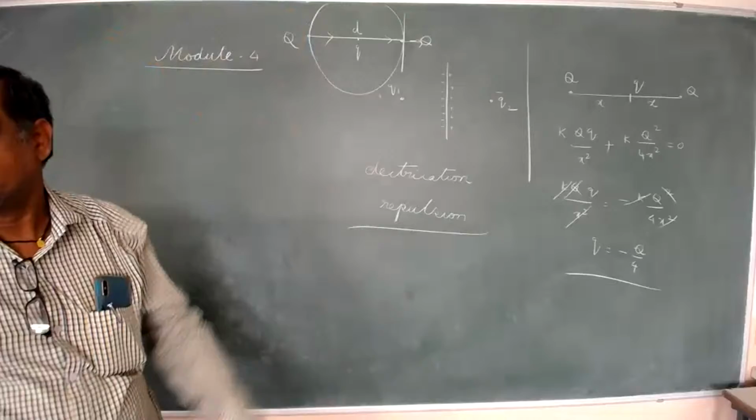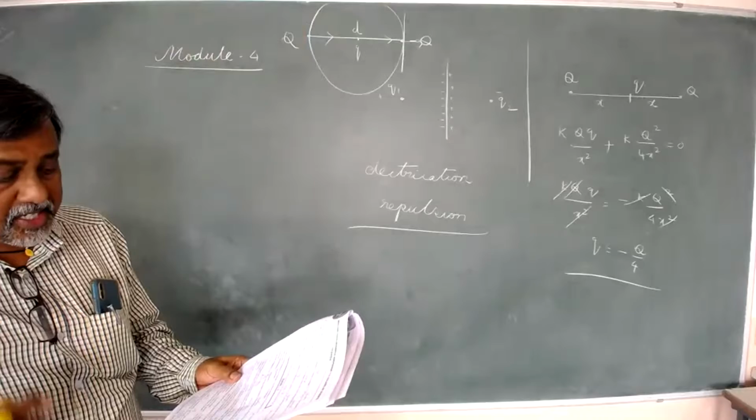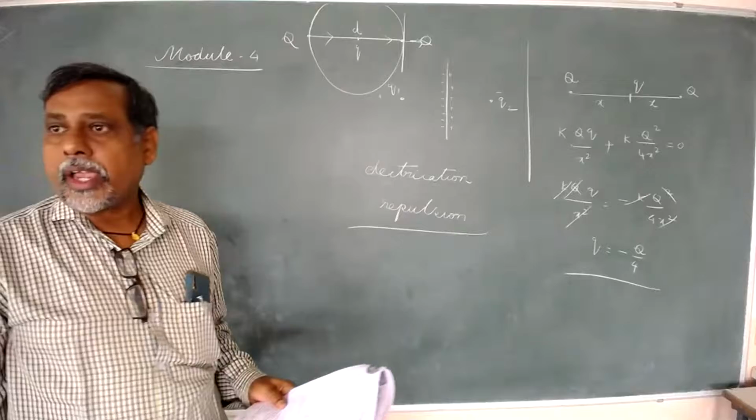Next, option C: electric potential is zero at every point of one circle only. So that means the electric potential will be zero.